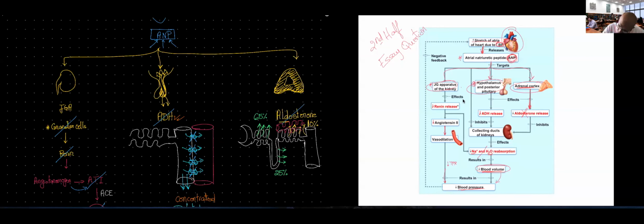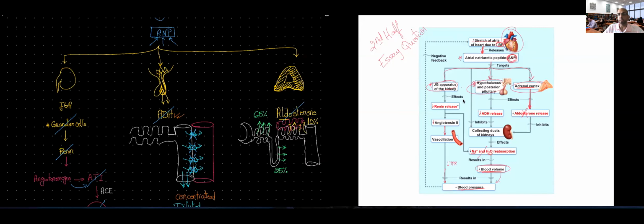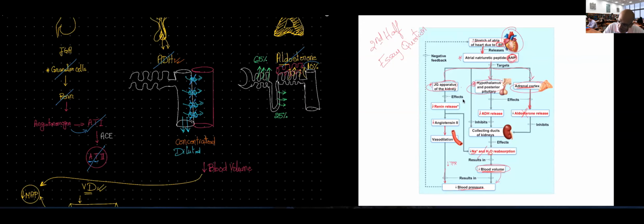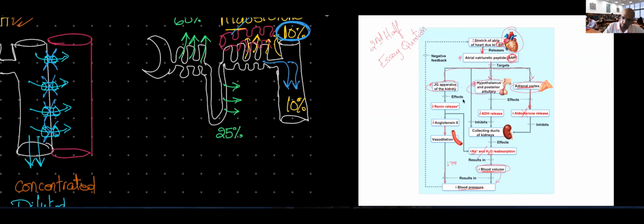ANP inhibits the release of aldosterone from the adrenal cortex. So if I inhibit the release of aldosterone, rather than retaining this 10% of sodium, this 10% of the sodium gonna be released out in the urine and will be followed by water. So 10% of the sodium, putting water with them, will be released out in the urine.